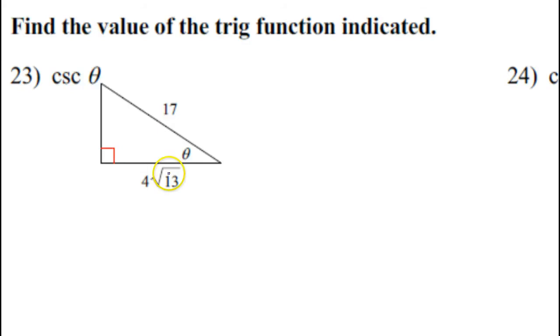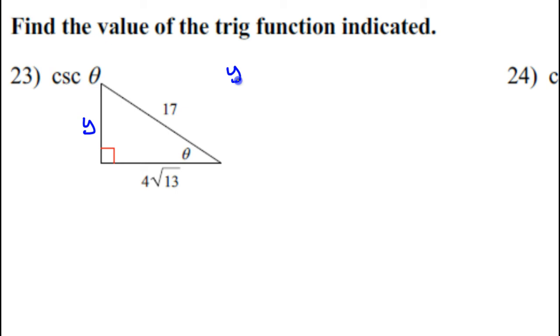In this video, we are going to find the value of a trig function at an angle given a diagram of a right triangle. So this is going to be very straightforward. The main thing is using the Pythagorean theorem to find any missing sides. So we need to know what this side over here is.